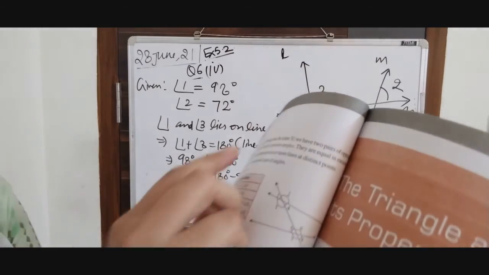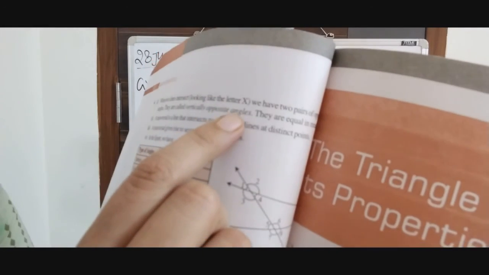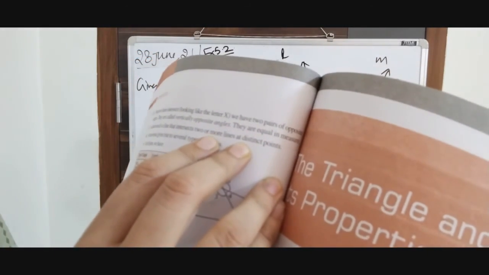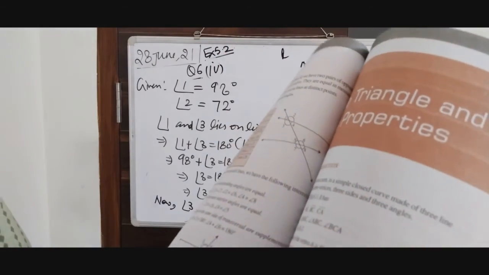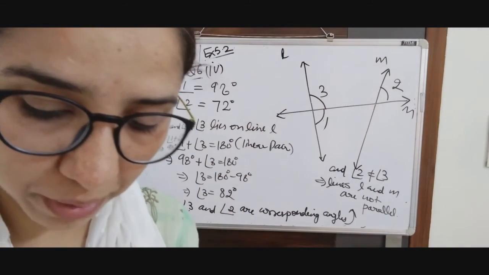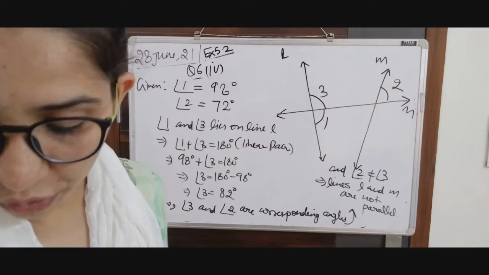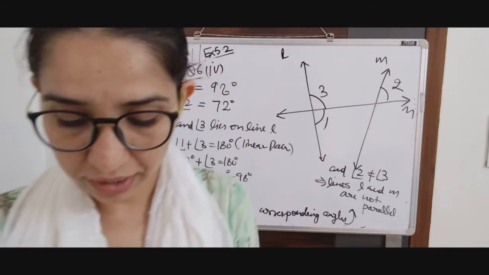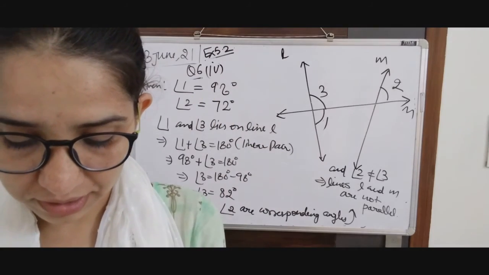Next we have vertically opposite angles. We have talked about vertically opposite angles, they are going to be equal. And the types of angles: interior, exterior, corresponding, alternate exterior, alternate interior, interior on the same side of the transversal. This was your chapter number 5. Next we are going to talk about triangles and the properties of triangles.